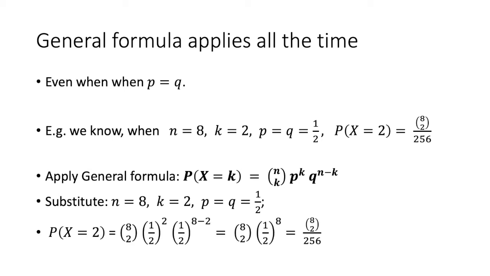So n choose k becomes 8 choose 2, whereas p and q are both 1/2. Clearly, the calculation shows that we get the same result as in the second line of the slide. So really, you just have to remember the general formula if you want to compute probabilities for a binomial distribution.